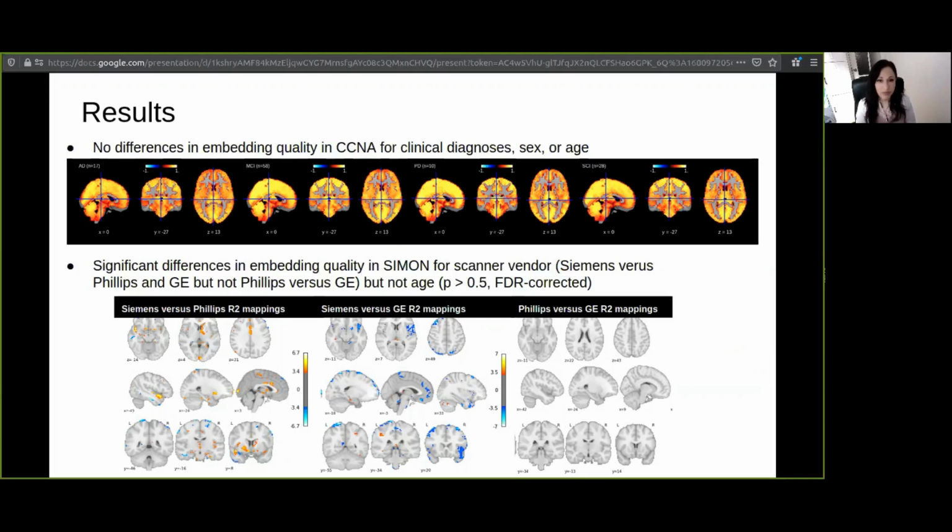However, the scanner vendor comparisons in the SIMON study revealed significant differences in 201 clusters for the Siemens versus Philips contrast, predominantly along the midline and temporal lobes, and 43 clusters for Siemens versus GE along the midline and outer cortex. But there were no differences seen for the Philips versus GE contrast.